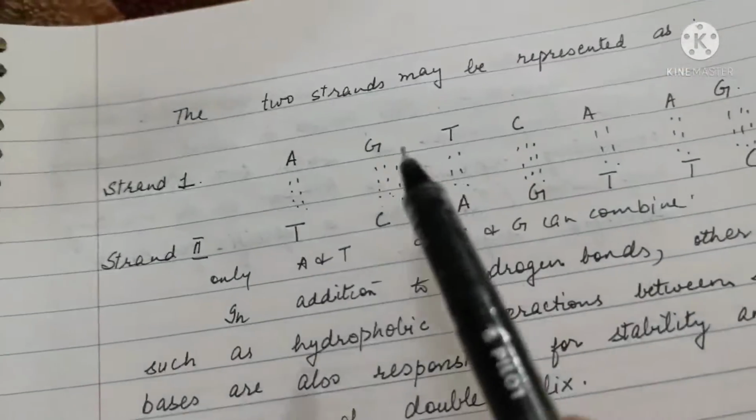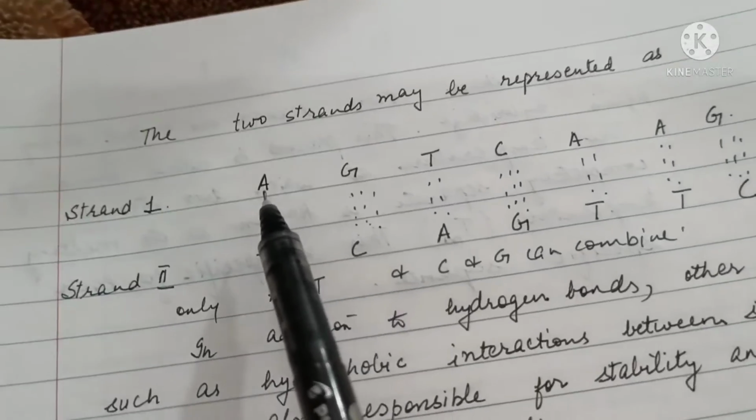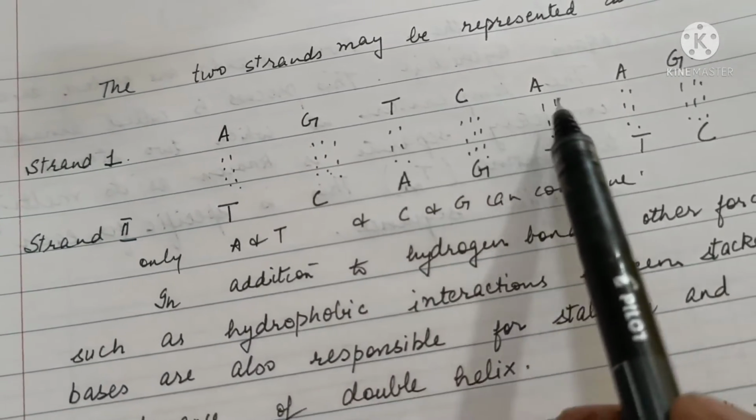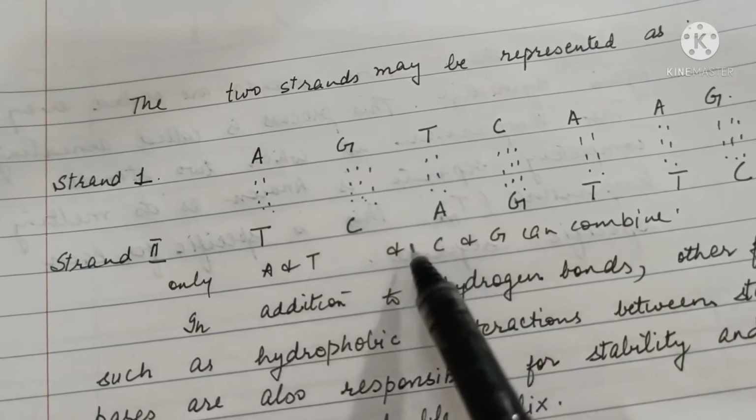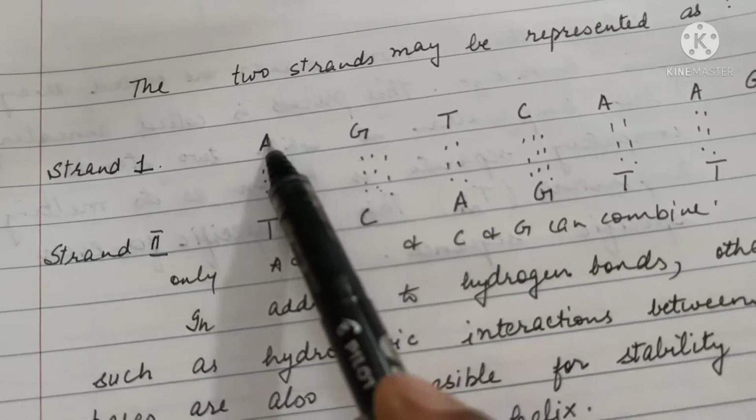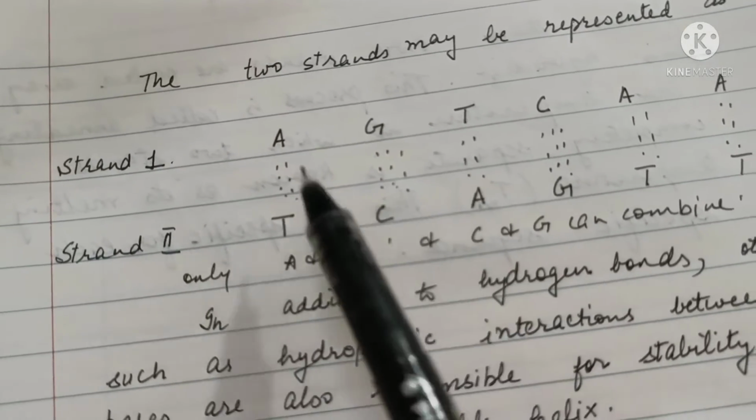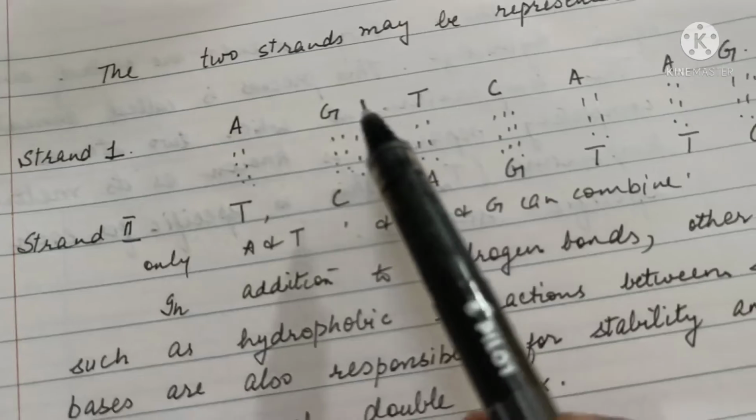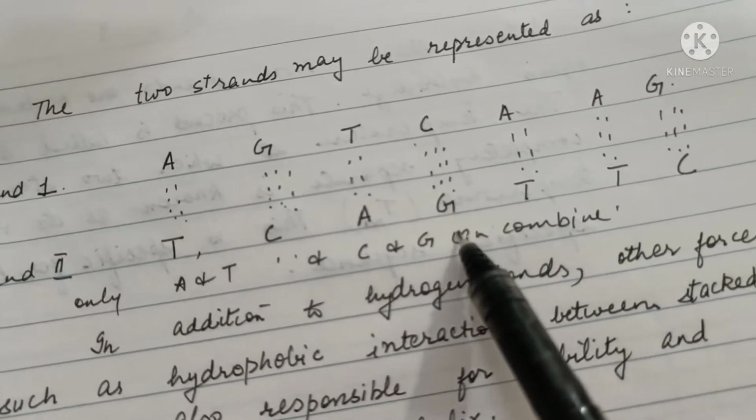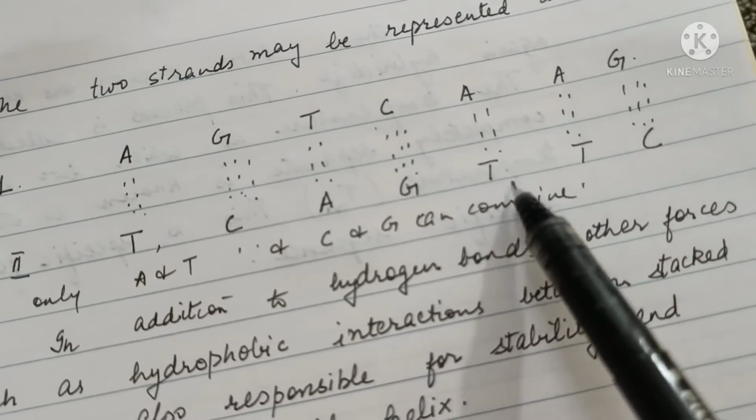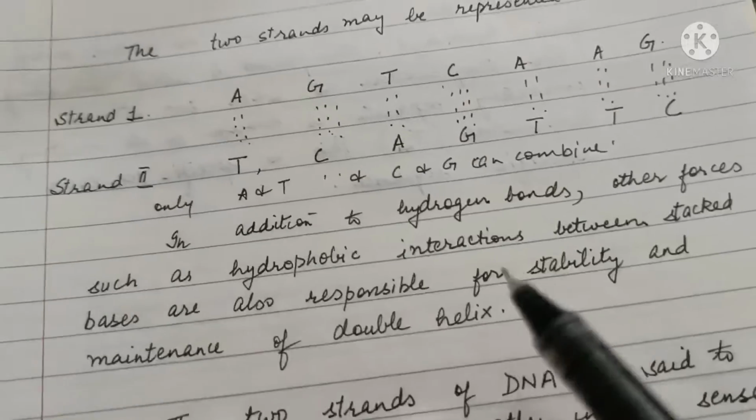If we know the sequence on one strand of the DNA, say A, G, T, C, A, G, we can automatically know the sequence of the other because they are complementary in nature. A will always get attached to T, G always to C. So if this is A, this will be T; this is G, this will be C; this is T, this will be A; this is C, this will be G; then A, T, G, C. So we get to know the other sequence by itself.